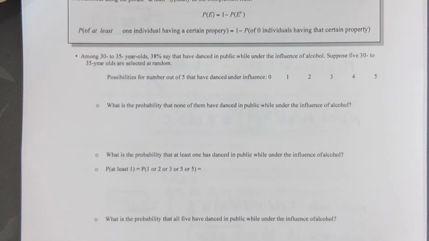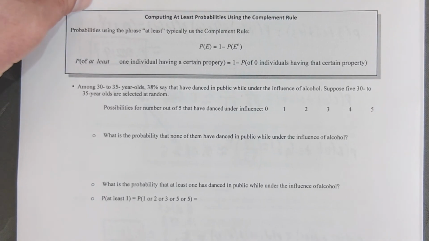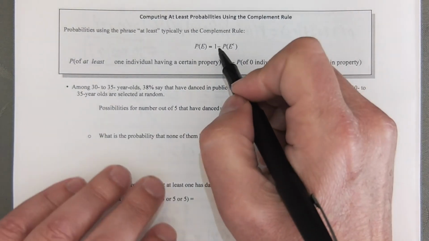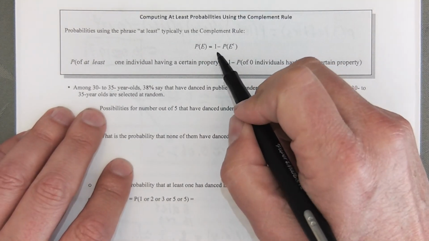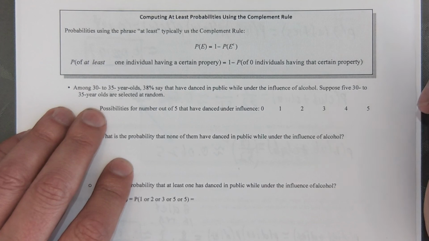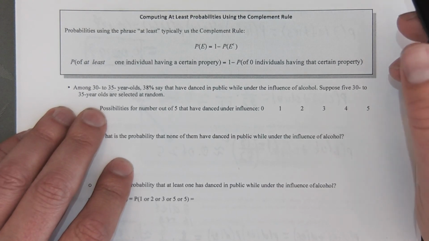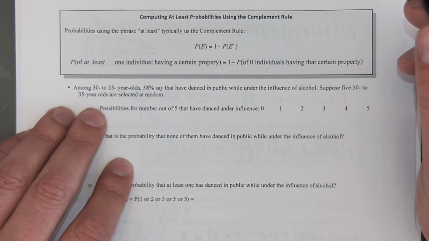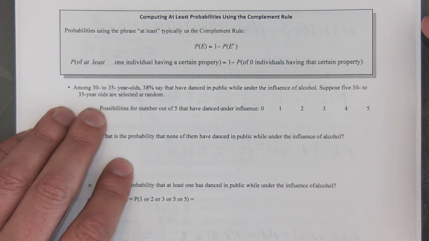Computing at least. Often when we say at least, we're going to use the complement rule. We've used the complement rule before. This is like 100% minus the amount. A good example that I use in my classes: if 60% of the people in my classroom are male, then 100% minus 60% is 40% are female.